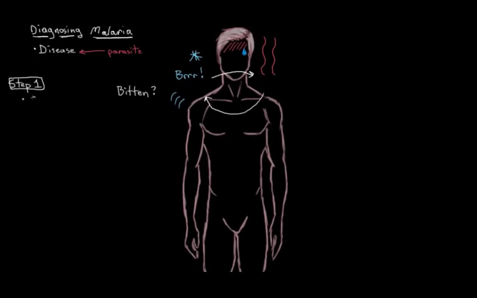So after we have this little conversation with the person, that's step 1 in our 3-step process, we would then move on to step 2, which is a physical exam. So remember that malaria has 2 phases. A liver phase, where a whole bunch of sporozoites go in and infect the liver cells, and then reproduce into thousands and thousands of merozoites.